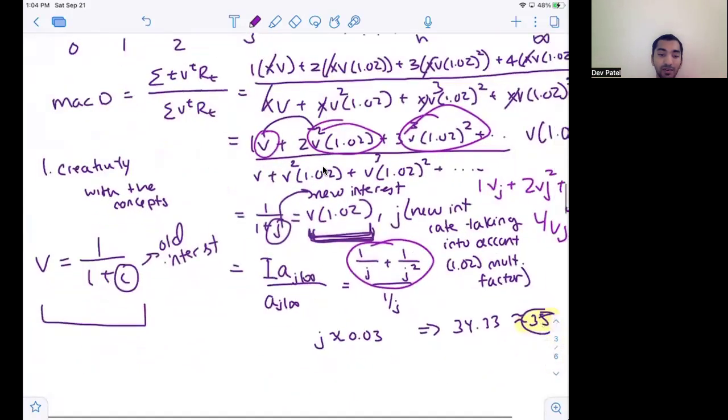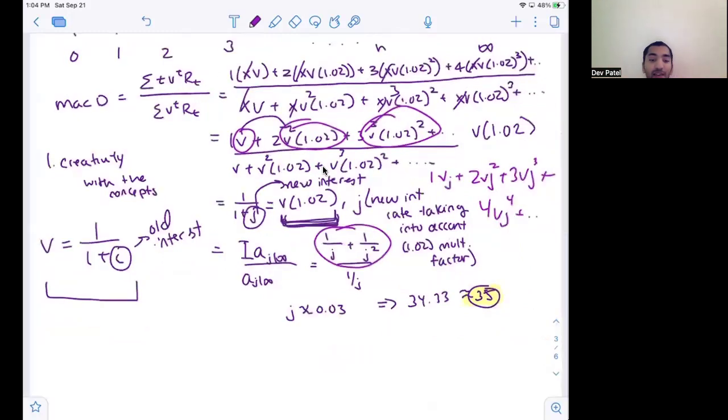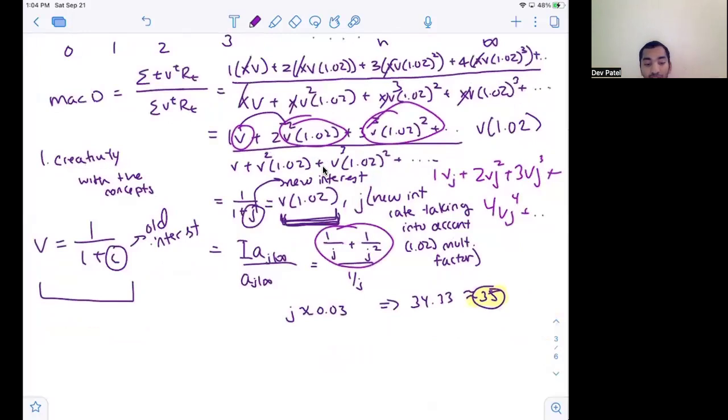Because we've already said that this is our new v, right? So we're just adding up a bunch of ones to infinity. So this is just 1 over our new interest rate. So now we have this new formula, 1 over j plus 1 over j squared, divided by the formula for a perpetuity of payments being 1.